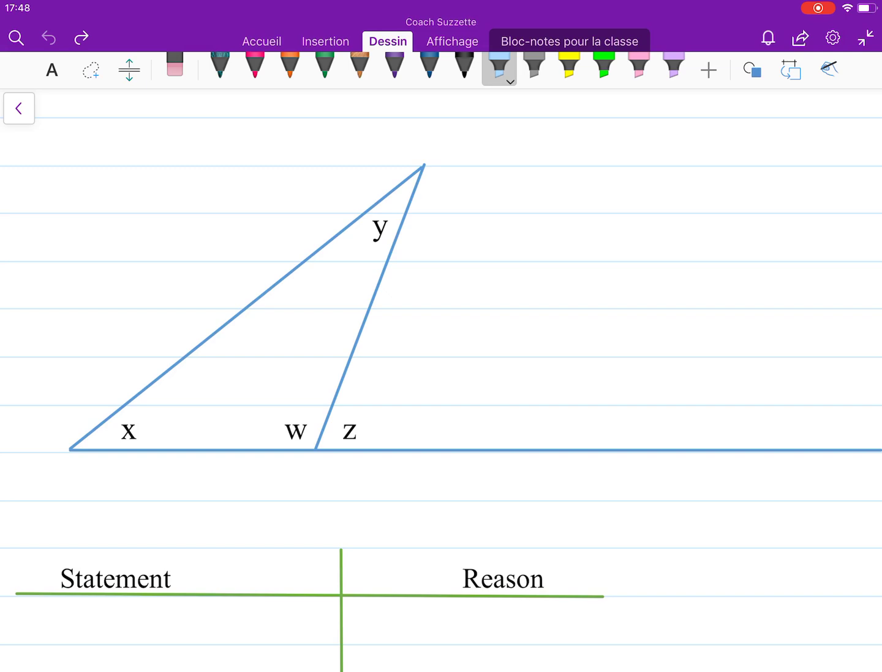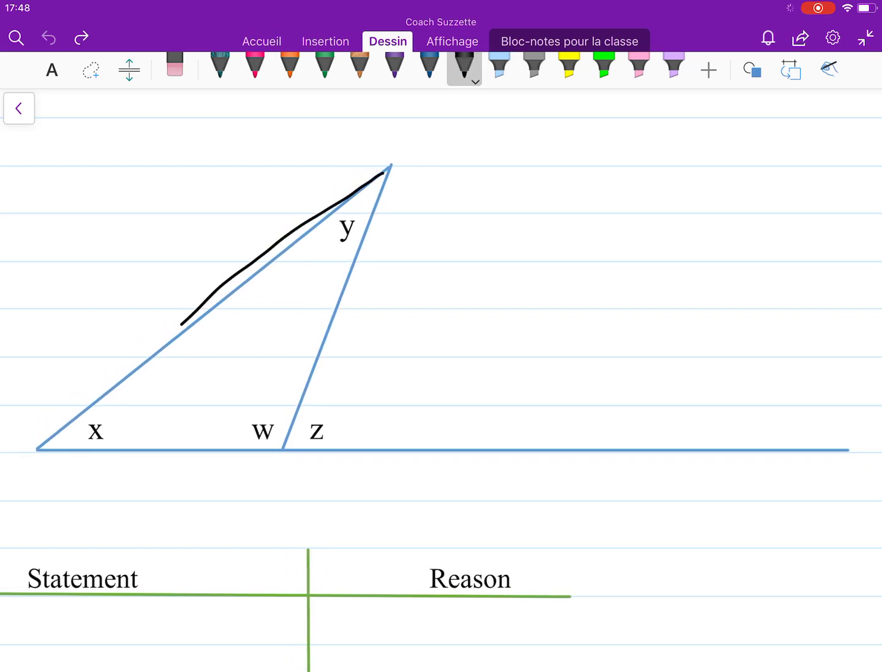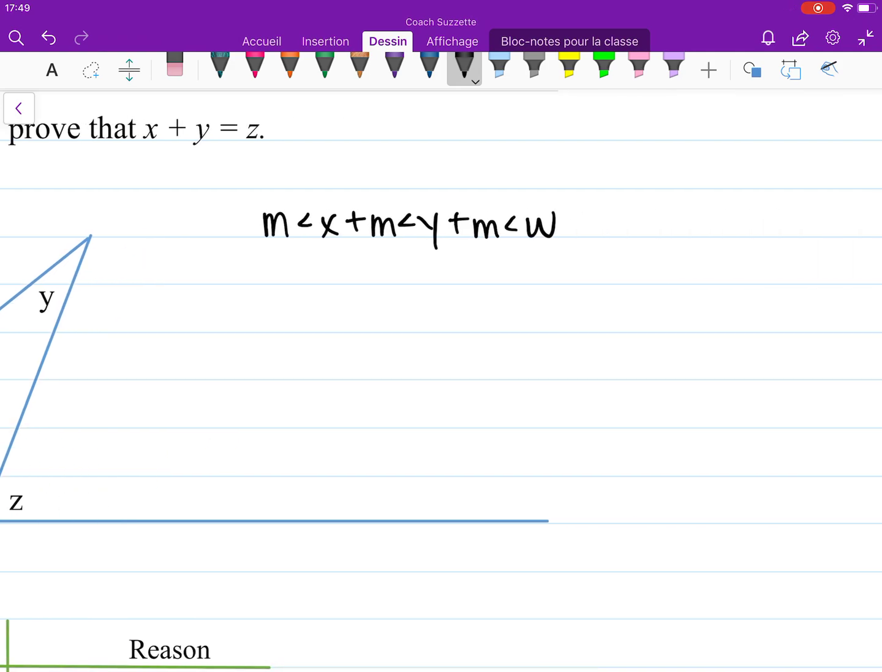Okay, let's write our thoughts out to the side and see what we come up with. So we can see this is a triangle here. And we know that the sum of the measures of the interior angles of any triangle equal 180 degrees. So that would look like measure of angle x plus measure of angle y plus a measure of angle w. I don't know why I wrote it in that order. That's okay. Equals 180 degrees.